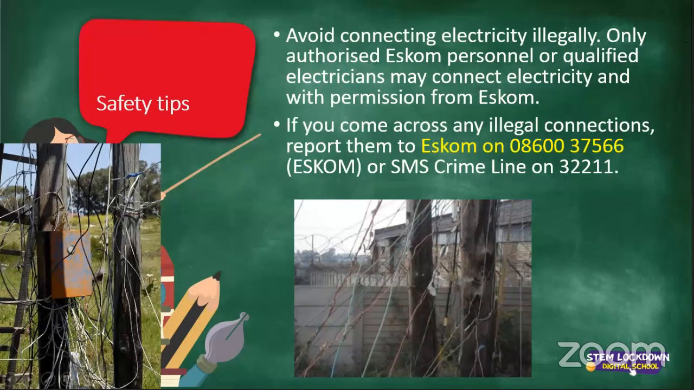Now, if you come across any illegal connections, you need to report this to ESCOM on the following line, or you SMS ESCOM to the following crime line, all right? They will obviously sort out the problem because illegal connections are extremely bad for the community and the people around, all right?